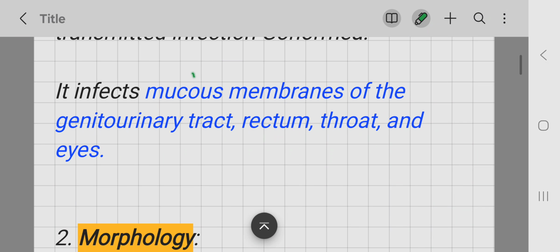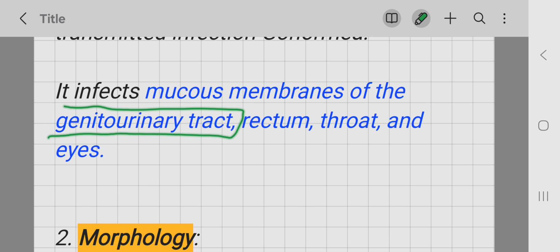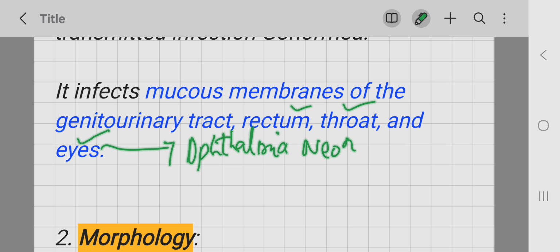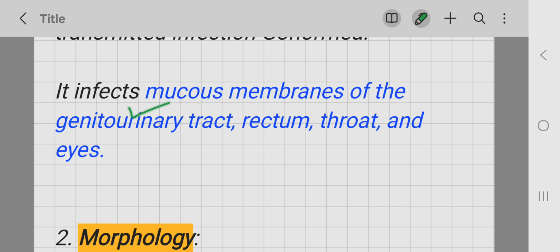It infects the mucous membranes of the genitourinary tract, rectum, throat, and eyes. In the case of infants, it causes ophthalmia neonatorum, while in the case of adults, it infects the genitourinary tract and rectum.